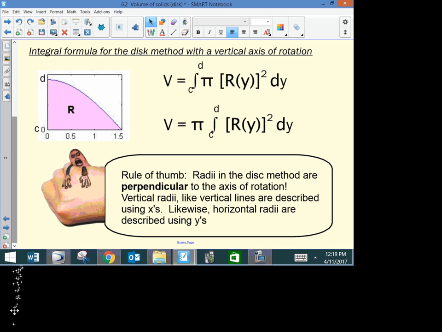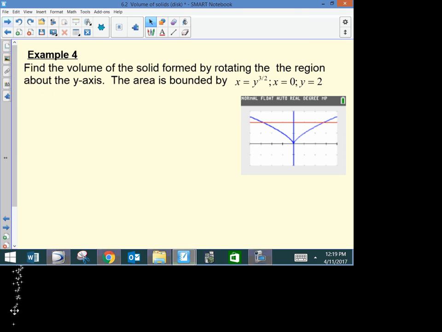Radii in the disk method are perpendicular to the axis of rotation. That's the biggest thing to remember. It's tricky. All right, let's try this one.